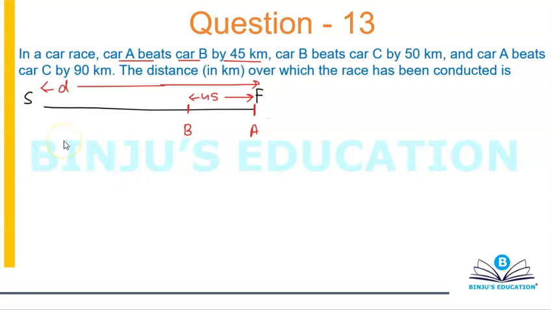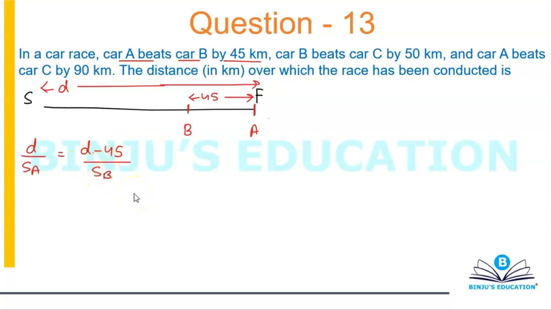Now in the time in which car A covered the entire journey, which is D, I can say that car B would have covered a distance of D minus 45 because car B was 45 kilometers behind car A. The time was the same. Now if the times are the same, then I can say that D divided by speed of A, which is the time taken by A to cover the entire distance, should be equal to D minus 45 divided by SB.